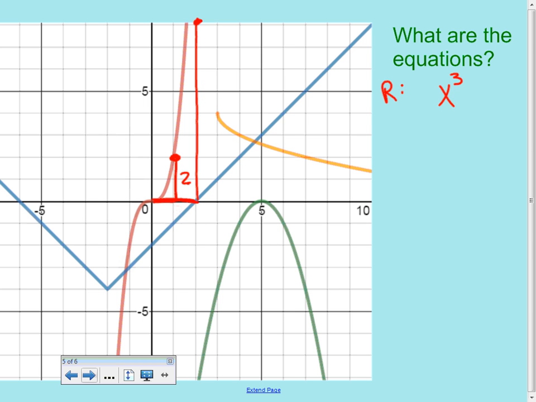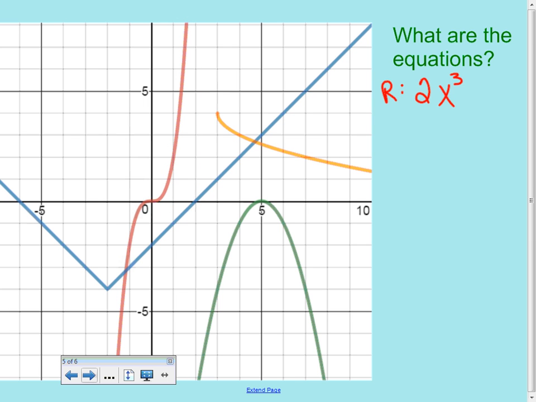If I went over just once, that's 2. That tells me the multiplier. It gives me a clue that there is a 2 in front of this. Because if I change x by 1, 1 cubed is just going to get you 1. Normally I'd go over 1 and up 1, but this is going to go over 1 up 2. So that's where that 2 is found from. So my red graph is 2x cubed.